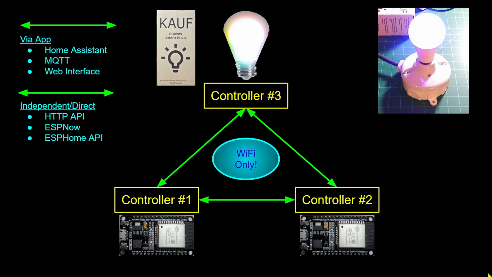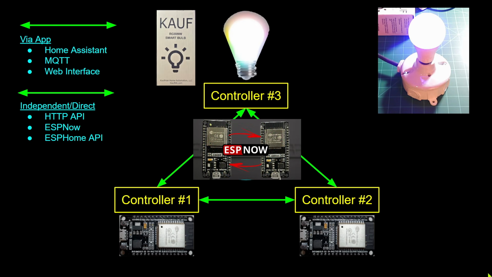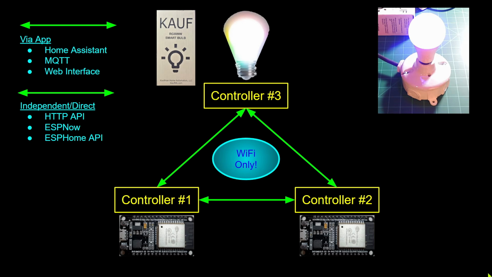I still have the HTTP API I showed before, but I can also use something like ESPNow, which allows ESP boards to exchange small amounts of data directly, or I could even use the ESPHome API, even if I don't have ESPHome installed. I do note that you can install and use a local version of ESPHome without Home Assistant should you need to modify the default YAML, as I demonstrated earlier, and I'll provide a link for more information on that topic if interested. But as a Home Assistant user who also wants to build a multi-controller project that doesn't require Home Assistant, this Kauf bulb provides me everything I need.